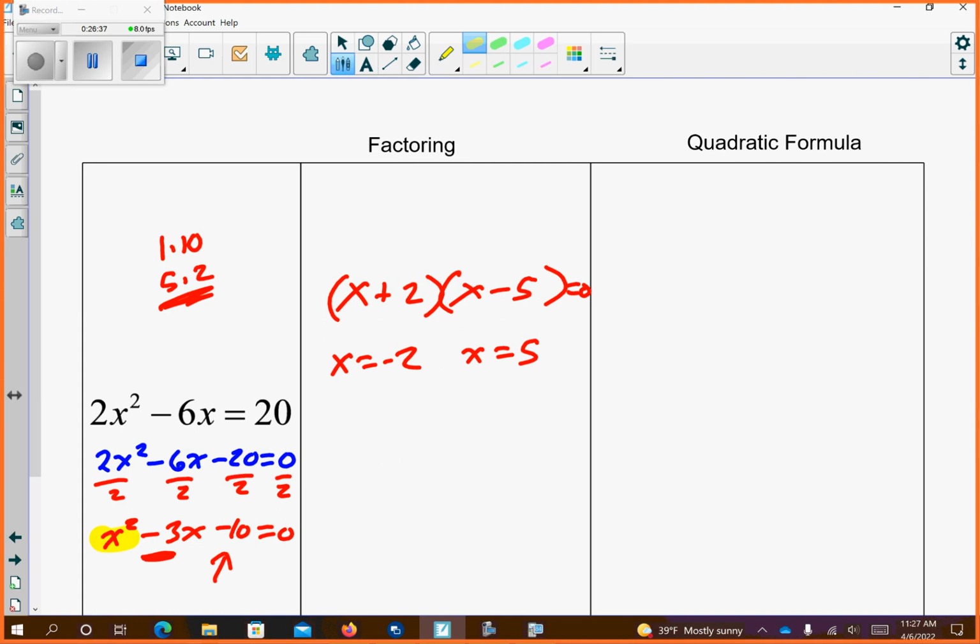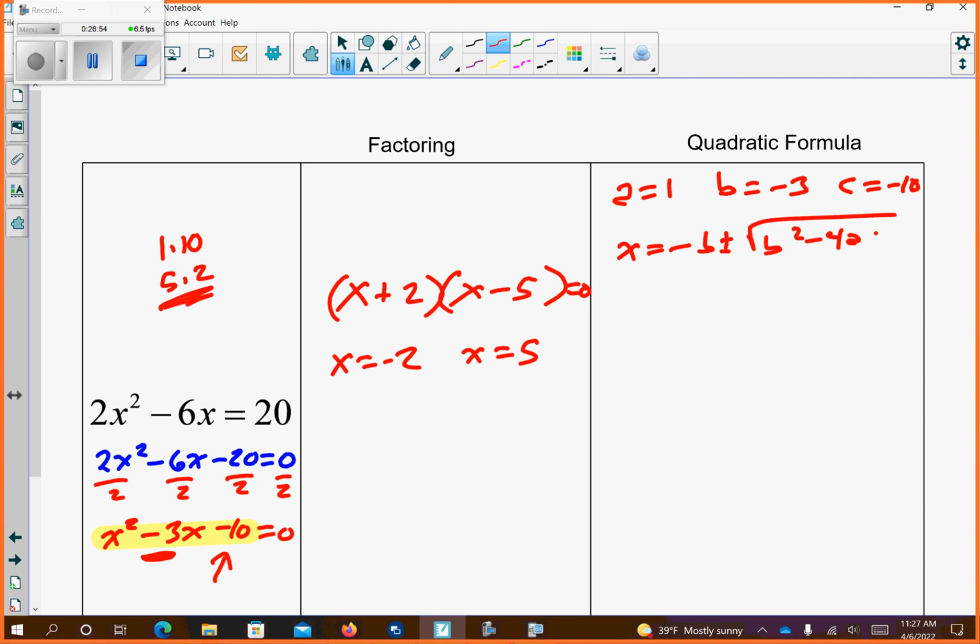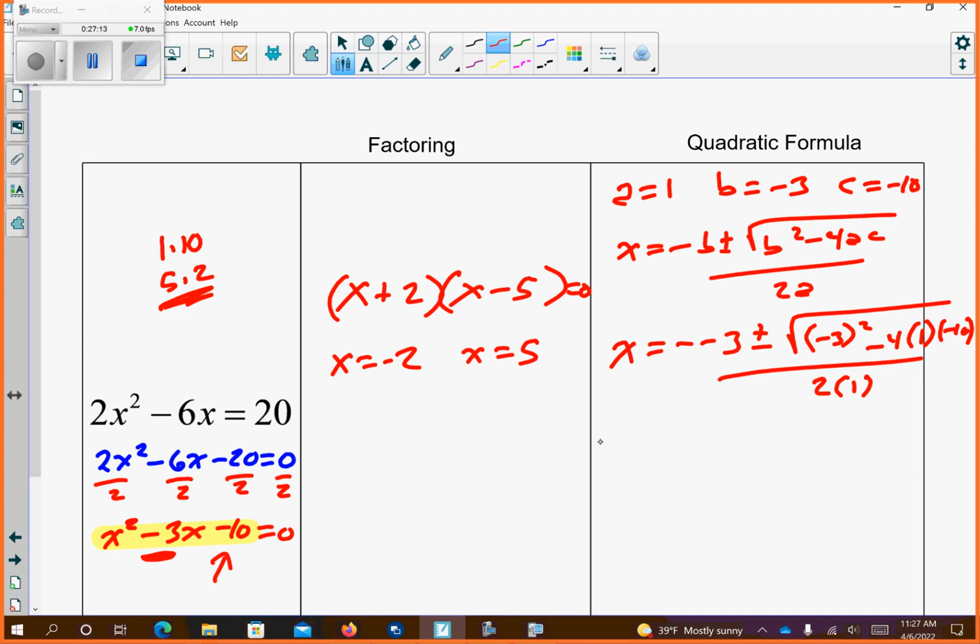But let's look at this and do the quadratic formula. So A is equal to 1, B is equal to negative 3, C is equal to negative 10. And x is equal to negative b plus or minus the square root of b squared minus 4ac all over 2a. I've got it in my head. So I get negative negative 3 plus or minus the square root of negative 3 squared minus 4ac, all divided by 2a. Negative negative 3 is positive 3.